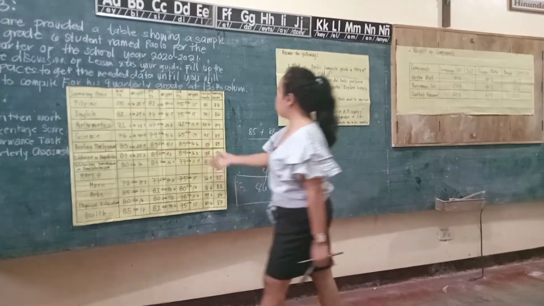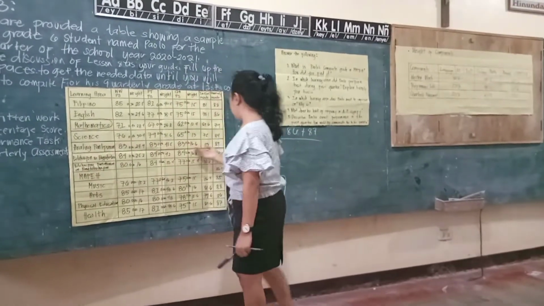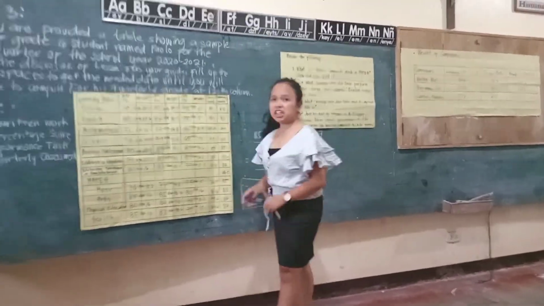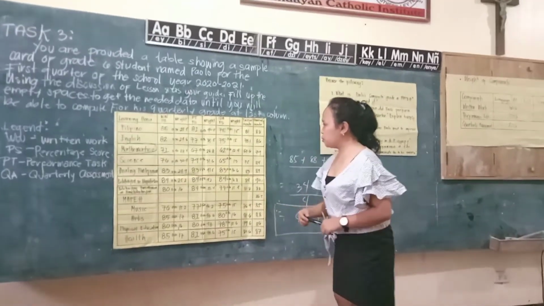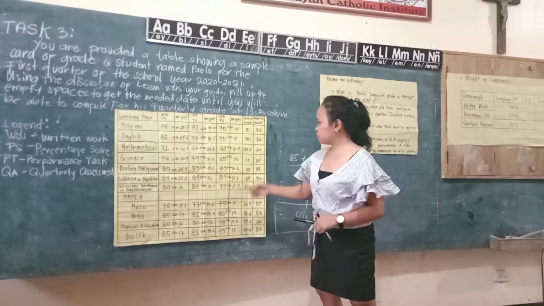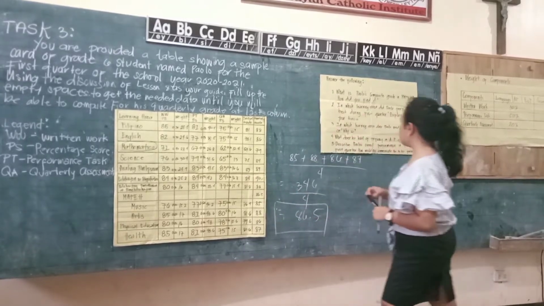Okay, so next is what the level of proficiency in Araling Panlipunan signifies. So the Araling Panlipunan quarterly grade is 89. 89 is not a bad grade. So I can say that Paulo is doing good in this subject.